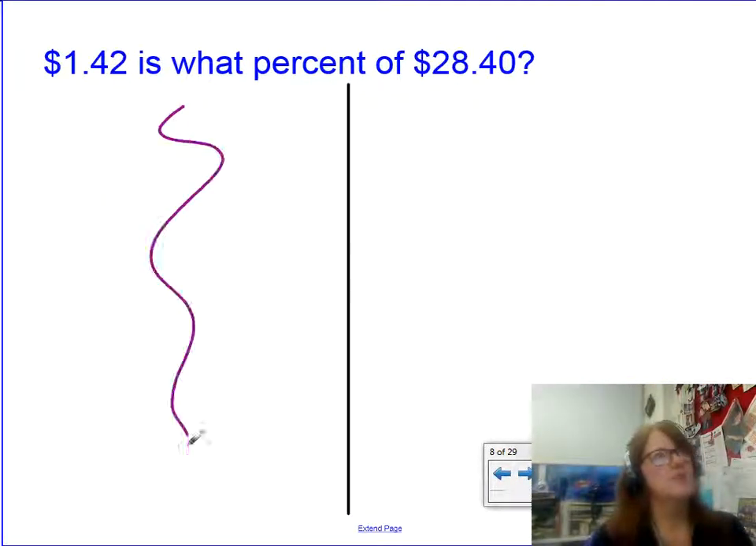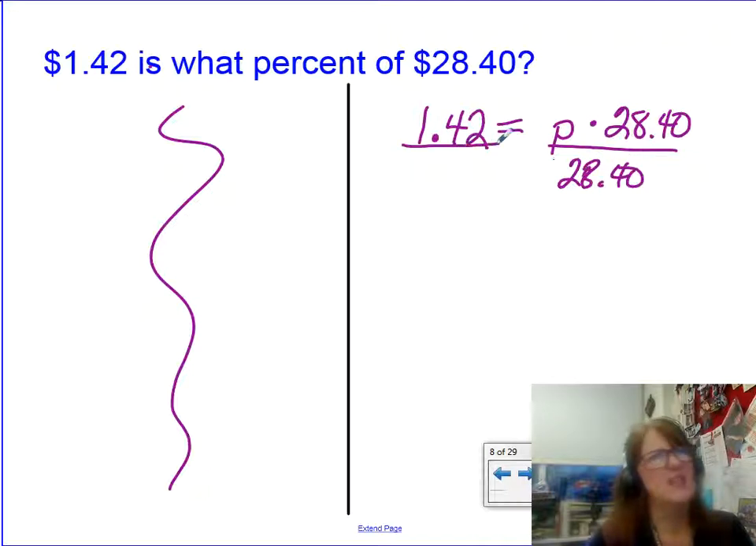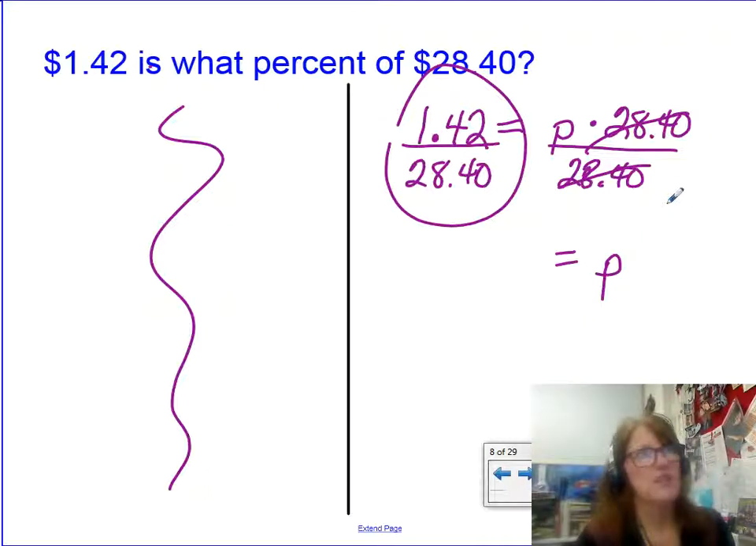Let's do one more. I'm not even going to do this. Okay, I'm going to do this equation way. $1.42 is equals what percent, my variable, of times $28.40. Okay, or maybe some of you are just saying, hey, if I have the is and the of number, can't I just jump right to this stage right here and make the fraction? You can. All right, now this one, grab your calculator.